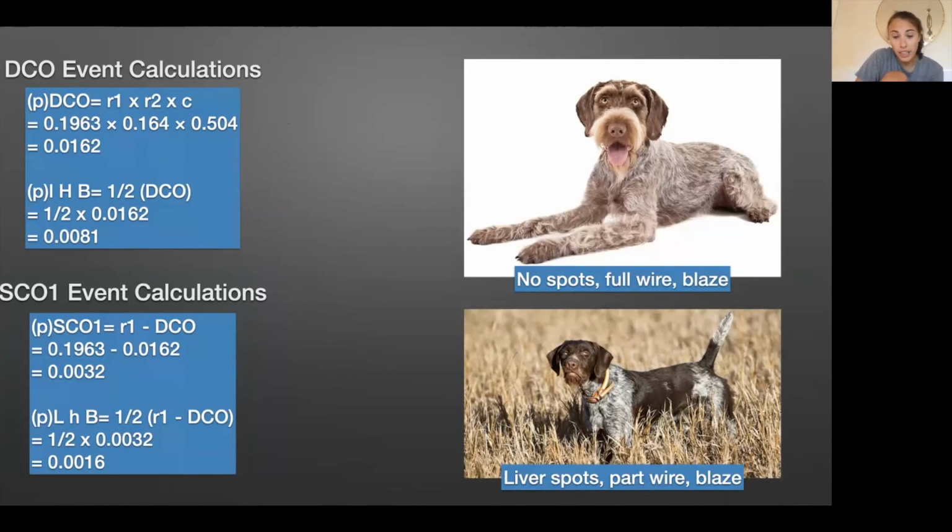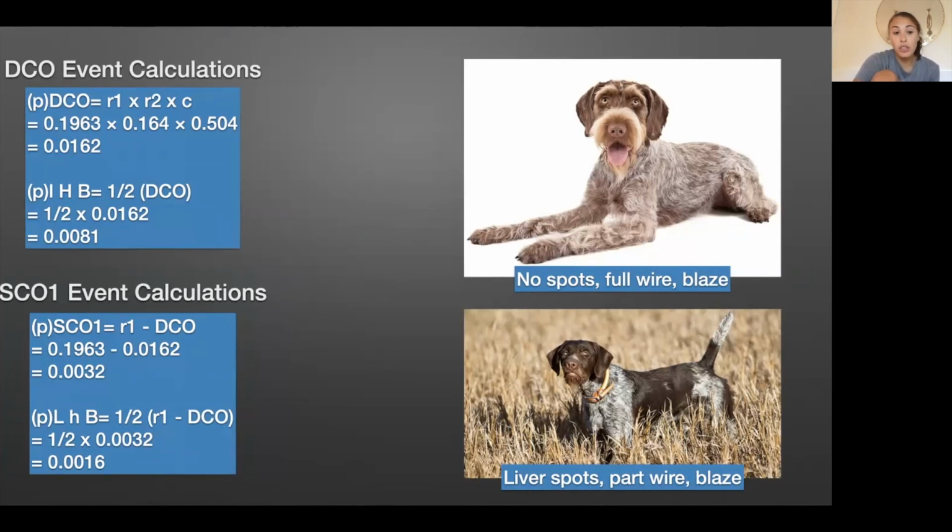But to find a specific genotype, in this case, we're looking at little l, big H, big B, which would be no spots, full wire, and blaze, that top dog. You would multiply that number by a half and you get 0.0081.